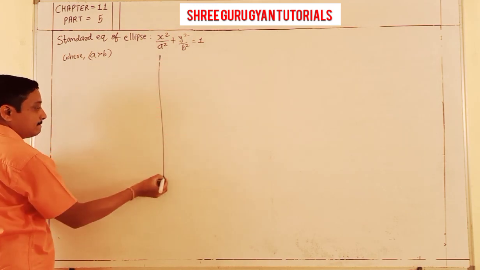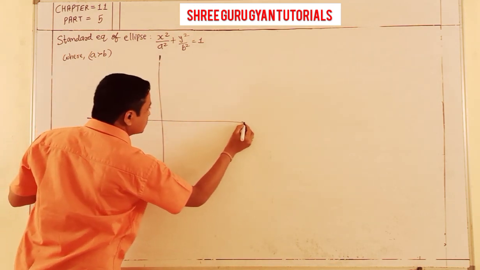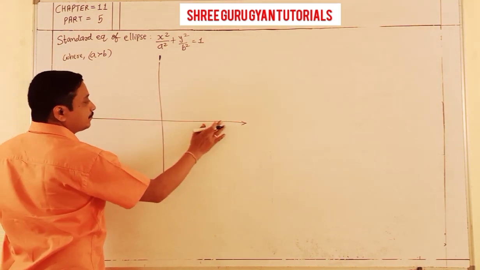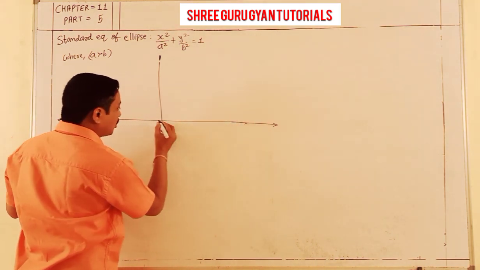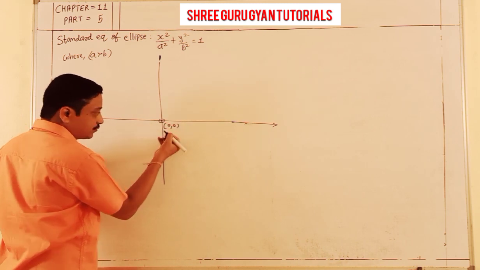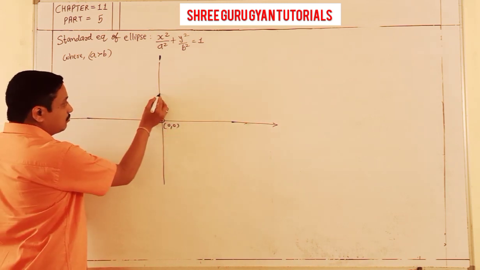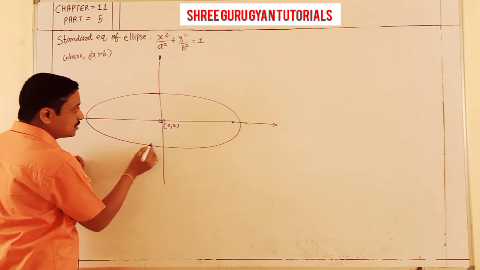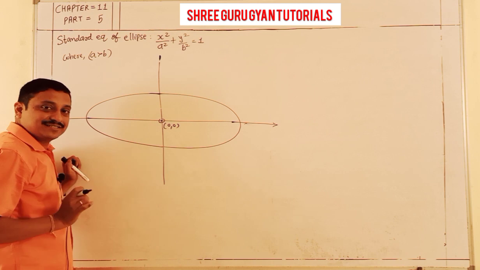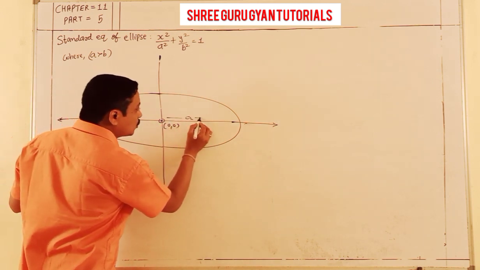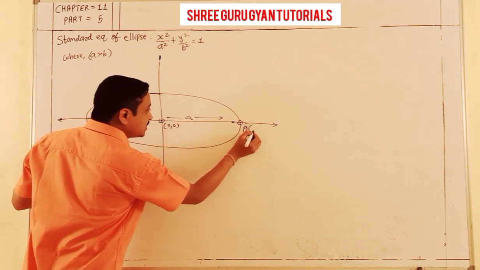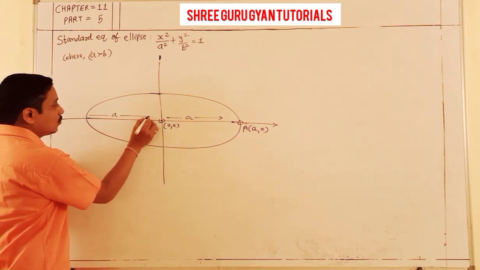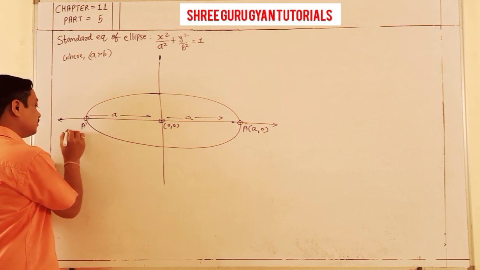This is your x-axis, here y-axis, and this is covered with center 0, 0. Here the major axis is on the x-axis and the minor on the y-axis. So this is small, that is the large. This distance is a. In total you will cover the point a comma 0. Same here, distance a, you will cover a dash, minus a comma 0.